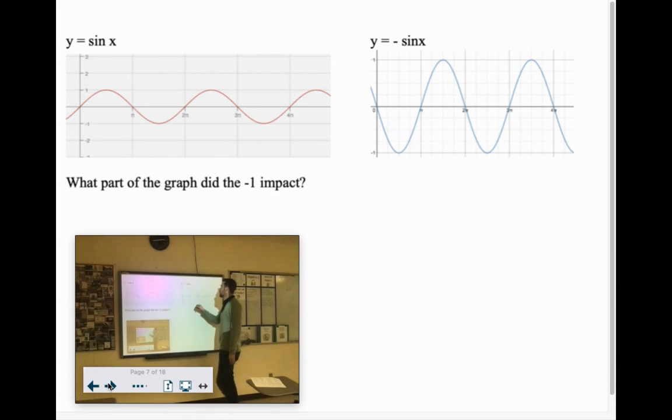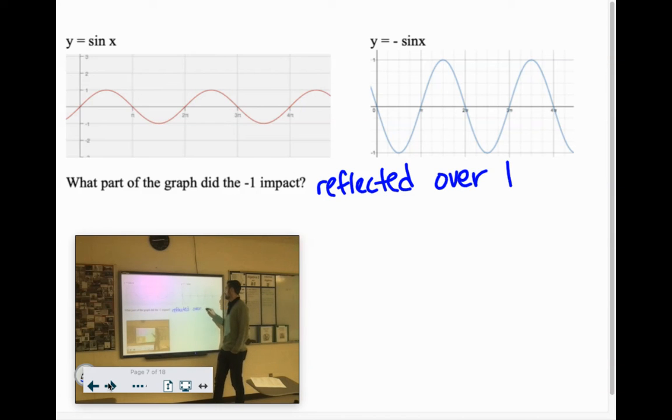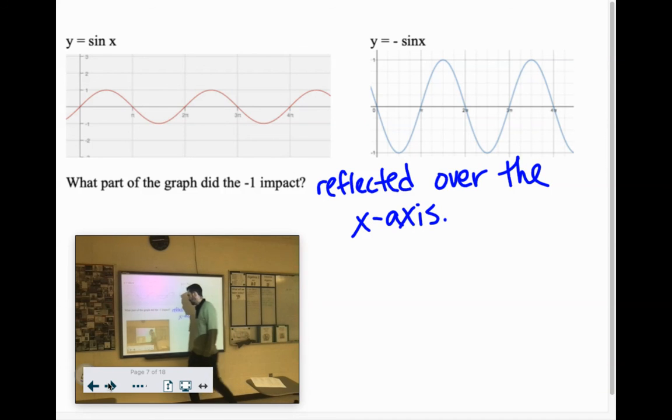Here's sine of x. Here's negative sine of x. You'll see all it did was get reflected over the x-axis. So instead of going up, then down, then up, then down, it goes down, then up, then down, then up, right? So it reflected over the x-axis. Start the next one.